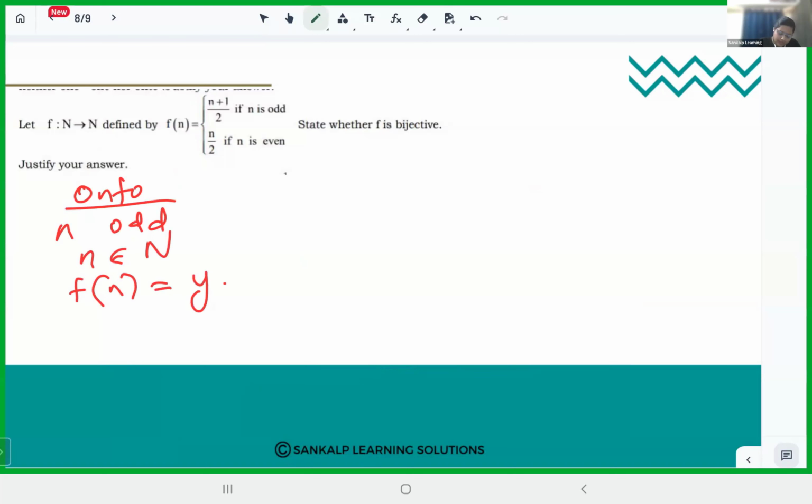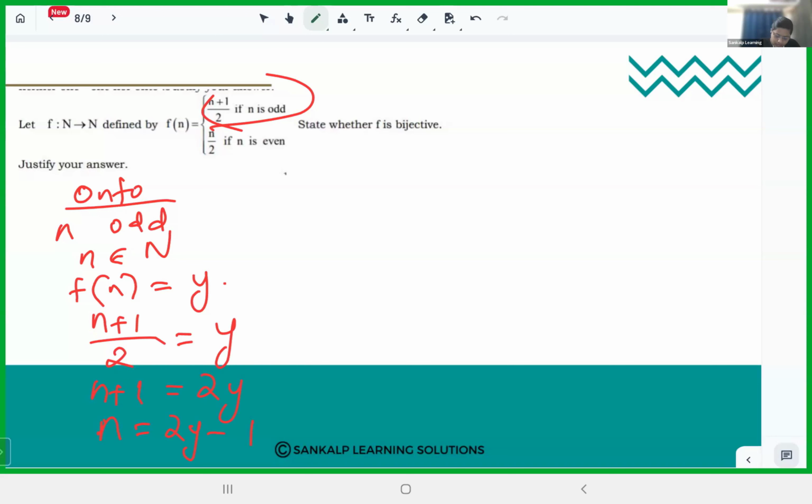f of n is equal to y. Then what will be the function? It is an odd function, right? Odd function means (n plus 1) by 2 is equal to y. So n plus 1 is equal to 2y. What is the value of n from this? n is equal to 2y minus 1.